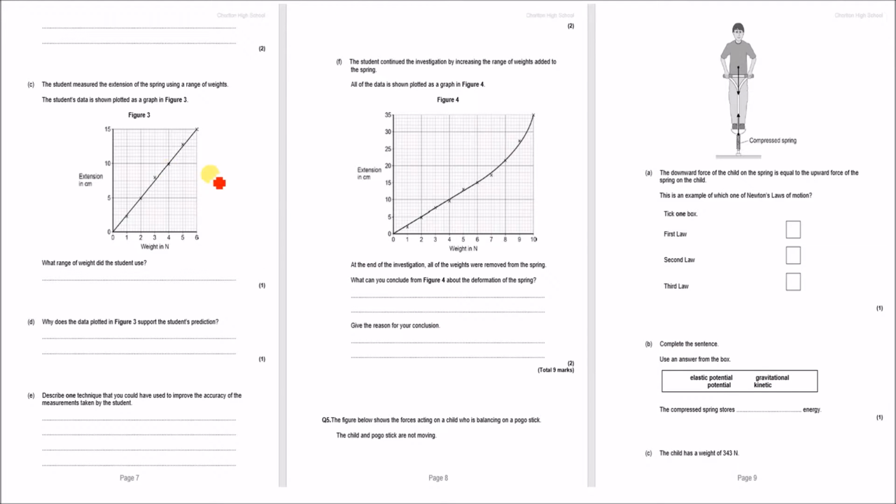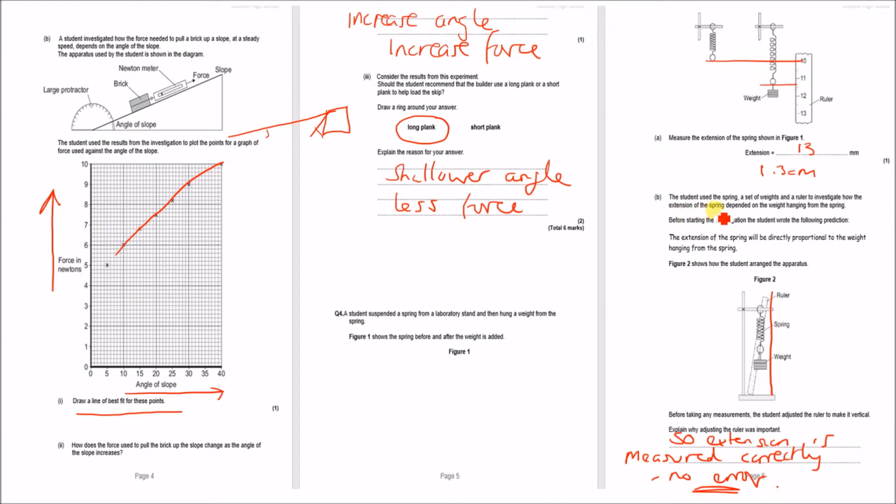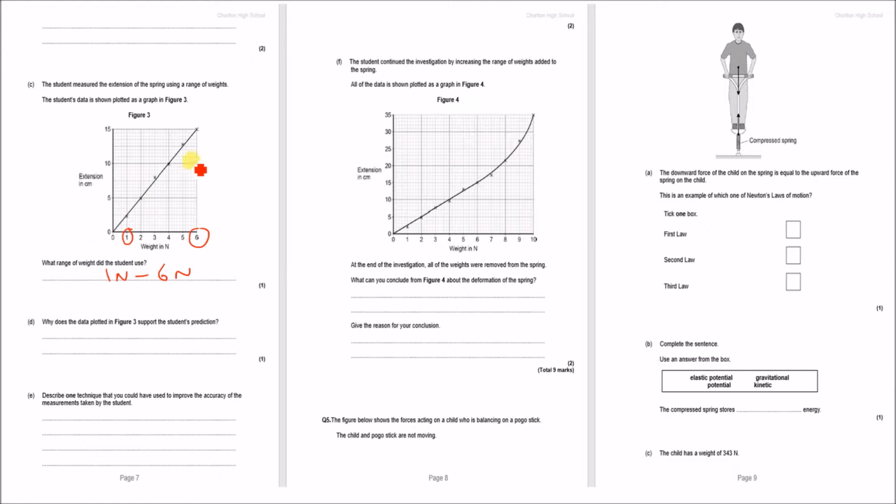Okay, so moving on, the student measured the extension of the spring using a range of weights. What range of weights did the student use? Well, he used 1 right through to 6, so 1 Newton to 6 newtons. Why does the plotted data in figure 3 support the student's prediction? Okay, so if we go back, we can see that before starting the experiment, the student wrote the following prediction. The extension of the spring will be directly proportional to the weight hanging from the spring. So his prediction was that this is directly proportional.